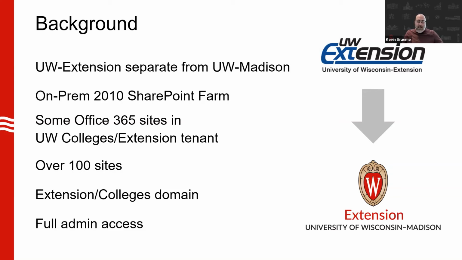UW Extension is primarily an outreach-oriented organization with offices in every county. So distance collaboration has been a huge part of what we need to do and support for our colleagues. So we used to have a SharePoint on-prem 2010 farm and some Office 365 sites in a different tenant, and well over 100 sites, not counting employee My Sites and things like that. It was, of course, in a different domain. And there we had full admin access. I was the server admin. I set up all the services and all the sites.